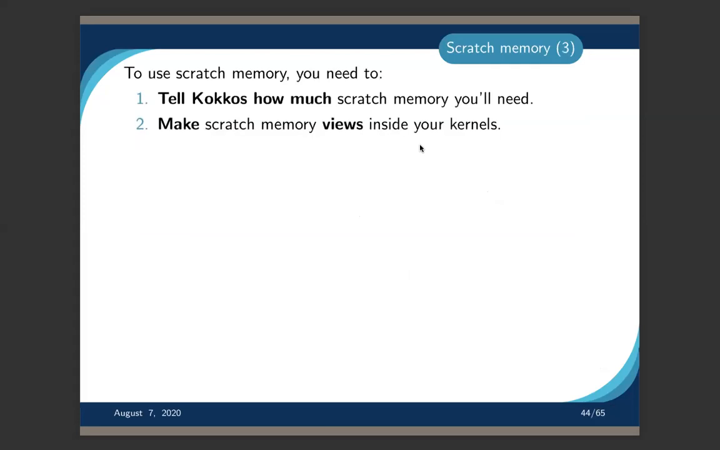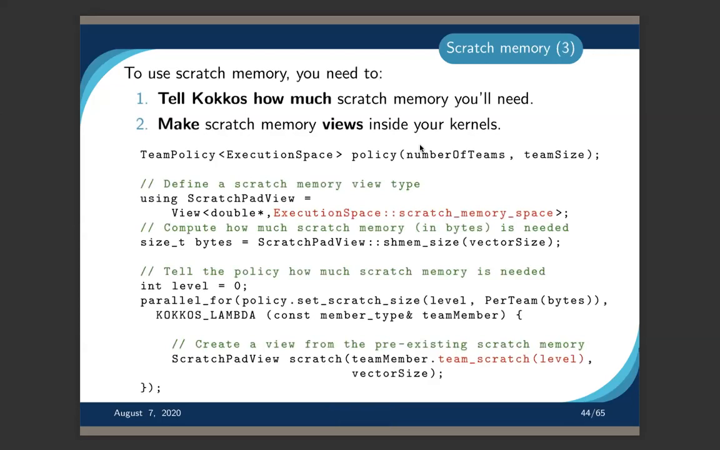In either case, how do you use that? What you need to do is tell Kokkos how much scratch memory you will need. And you need to do that at the kernel launch point. Then you create scratch memory views inside your kernels. So how does that work? You have a team policy, you create the team policy here. You have a scratchpad view, and we use a special memory space for that. We essentially use the scratch memory space of the execution space.